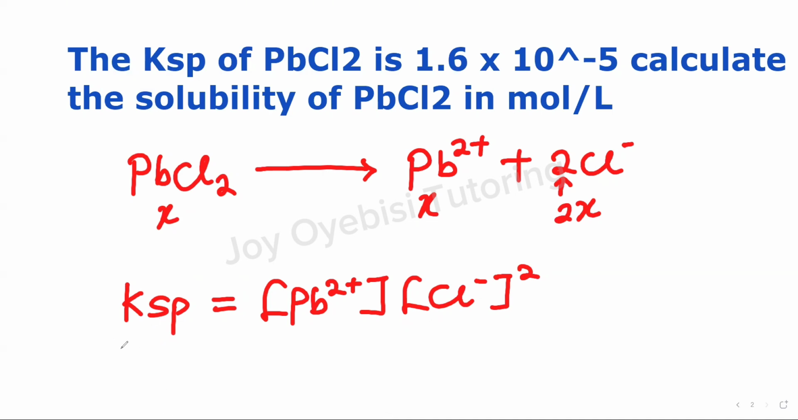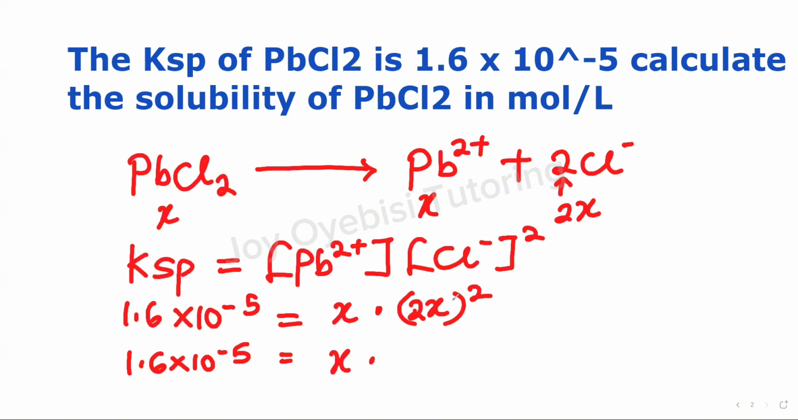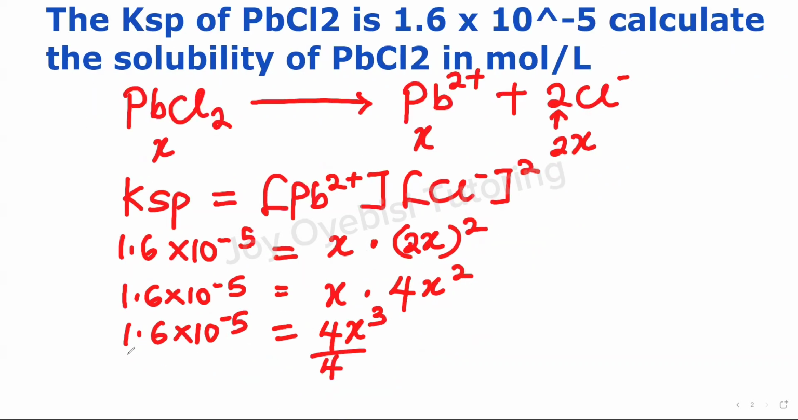So now we plug in the values. We have 1.6 times 10 raised to the power of -5 equals x times (2x) squared. Okay, so this will be x times 2 squared is 4x squared, and then this is going to be 4x cubed. The next step, we're going to divide both sides by 4. So this 4 we cancel over here.